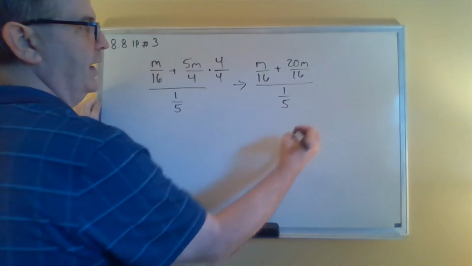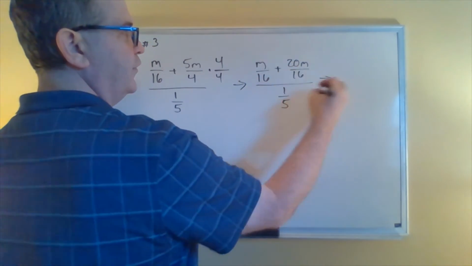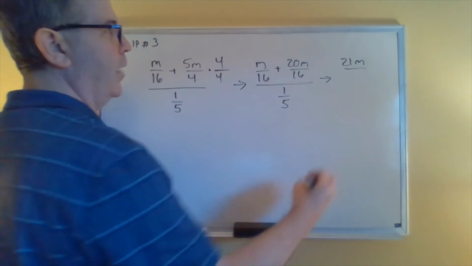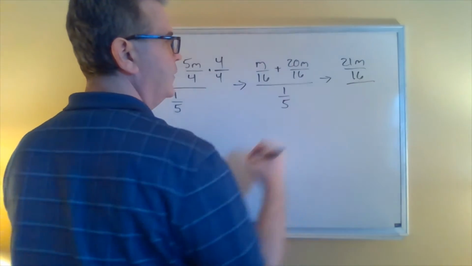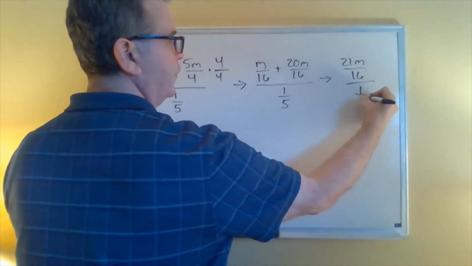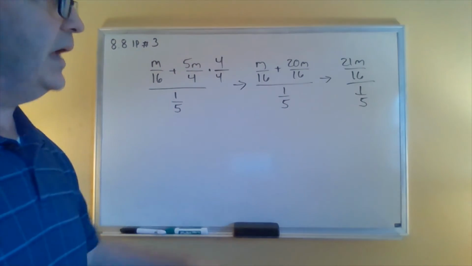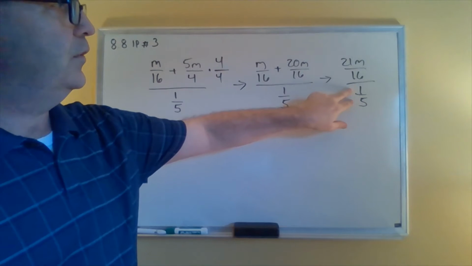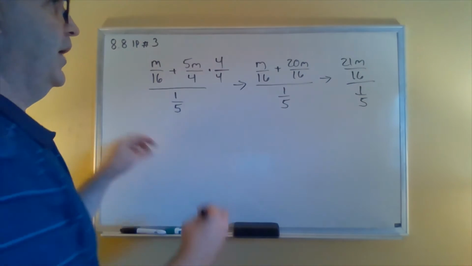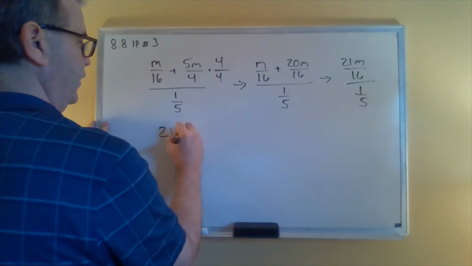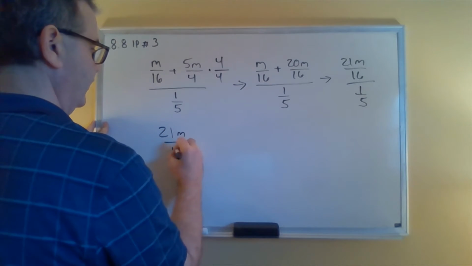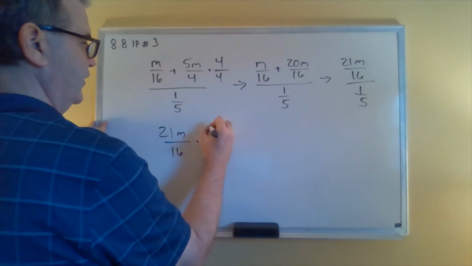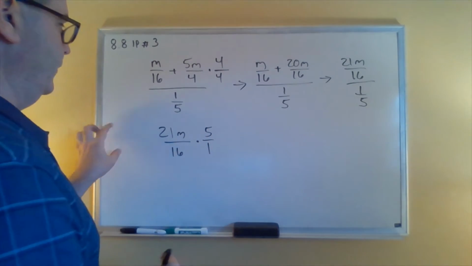I can simplify now my numerator. M plus 20m is going to become 21m, and that's going to be over my common denominator of 16. And that'll all still be over 1/5. Well, now that I have a single fraction in my numerator and my denominator, I can reciprocate my denominator and multiply it times my numerator. So let's rewrite my numerator, 21m over 16. I'm going to multiply that by the reciprocal of the denominator, so that's going to be 5 over 1.